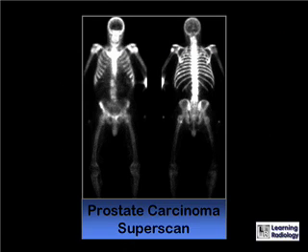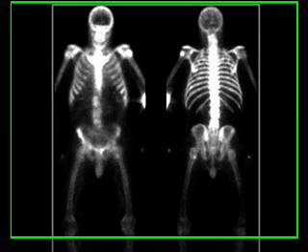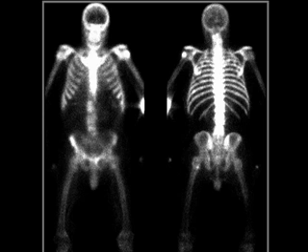This is an example of an anterior and posterior radionuclide bone scan in a patient with diffuse osteoblastic metastases from prostate carcinoma. This is a so-called superscan in which there is so much radiotracer uptake in the skeletal system that the kidneys, which normally are visible because they excrete the radioactive tracer, are no longer visible.